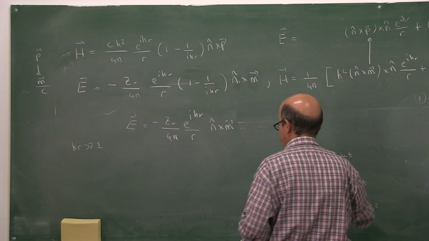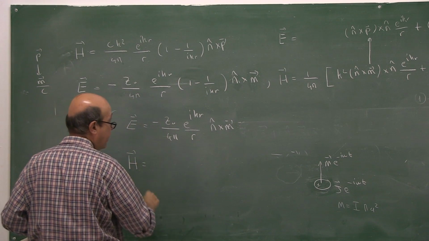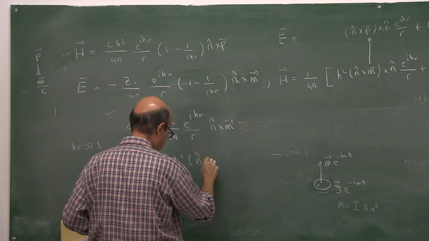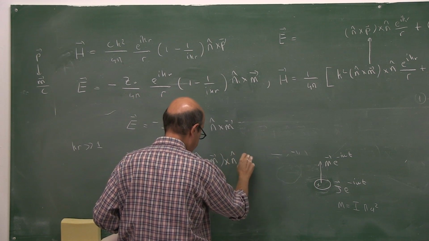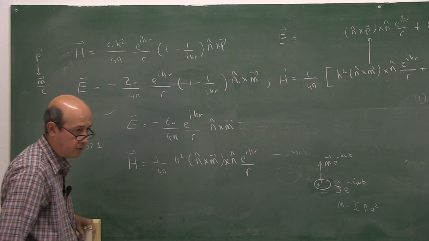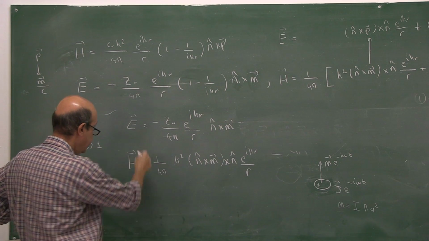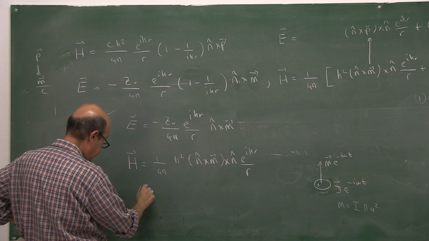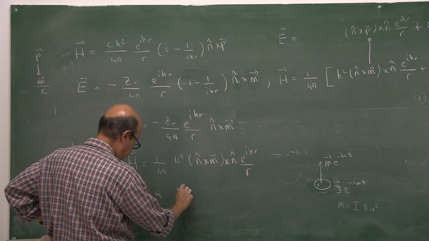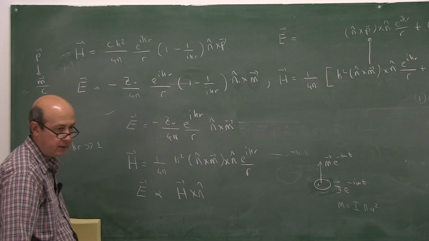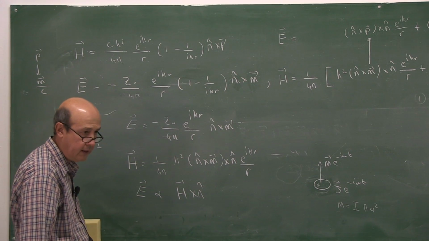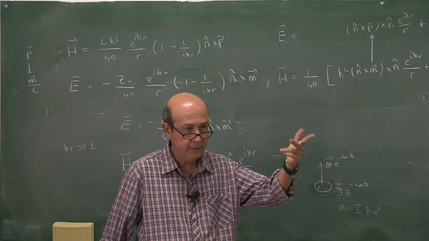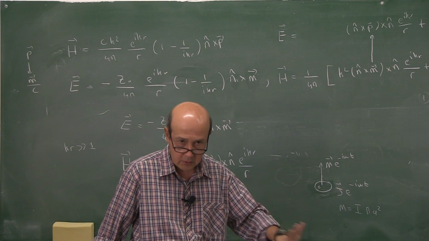And for this one, what is H? H is 1 over 4 pi, k square, n cross m cross n, e to the ikr over r. This is the structure in the far field zone. What is the relation between E and H? H is m cross n of this, so you will find that E is proportional to H cross n. The proportionality constant should be the impedance if you do it carefully. That is the same thing we said last time. In the far field zone, the electric field, the magnetic field, and the direction of propagation are mutually orthogonal to each other. Exactly the same.